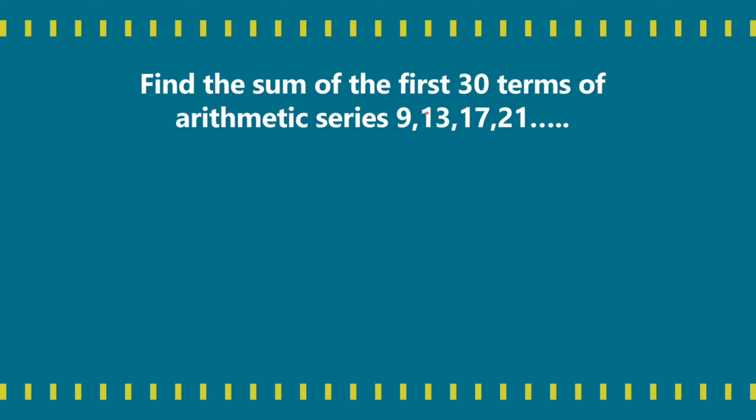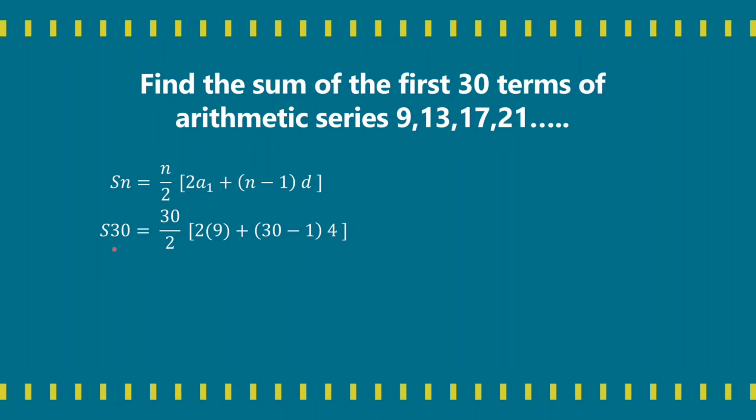Next, the sum of the first 30 terms of an arithmetic series. In analyzing the question, we are just given the first term and the number of terms. So we are using the second formula. In substitution, our n is 30. So S sub 30 is equal to 30 over 2, open bracket, our first term is 9, so our a sub 1 is 9, plus open parenthesis 30, because our n is 30, minus 1 close parenthesis, our d is 4.